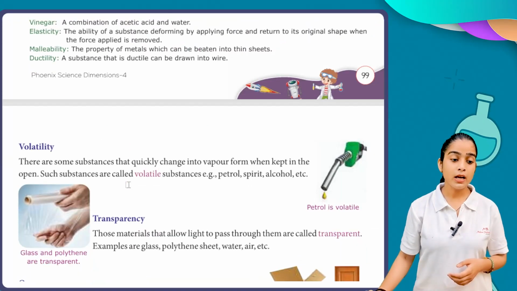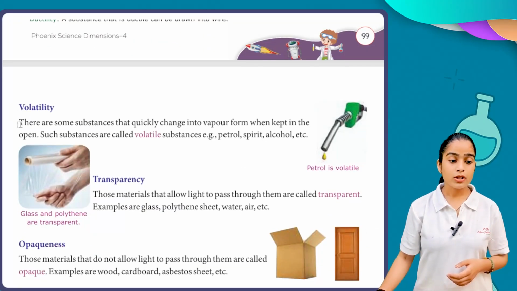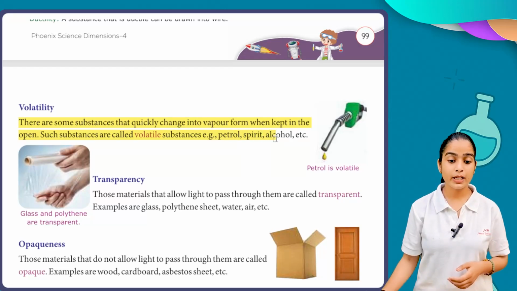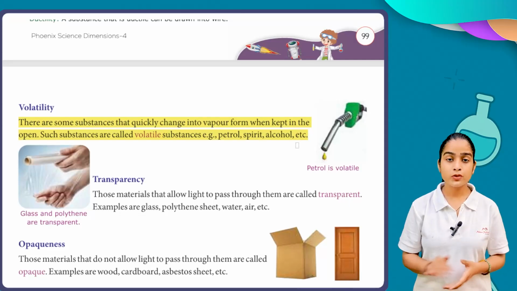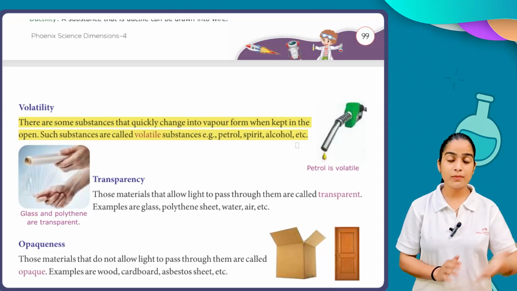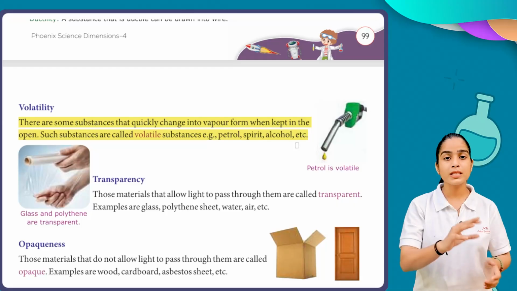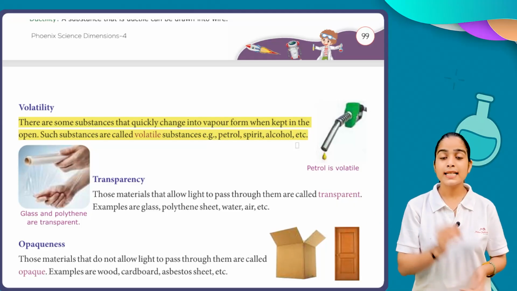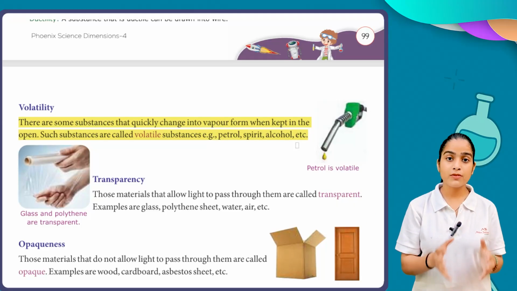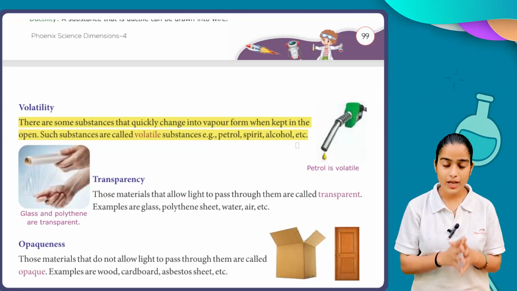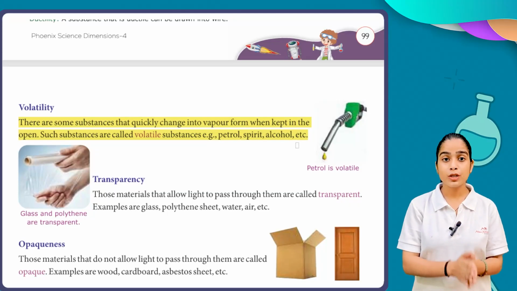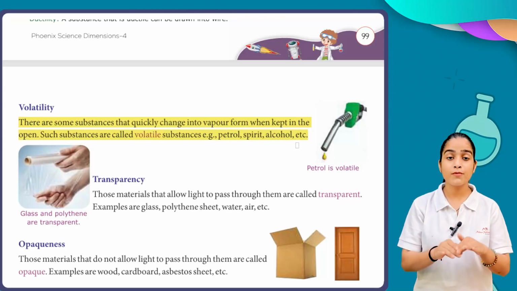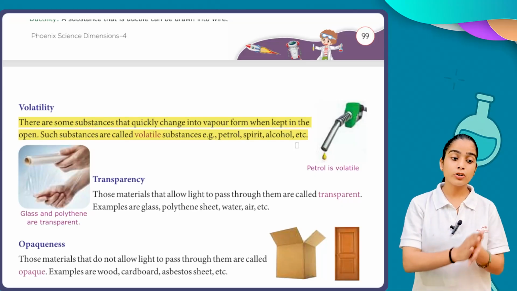Now volatility. There are some substances that quickly change into vapor form when kept in the open. Such substances are called volatile substances. Example: petrol, spirit, alcohol, etc. We already understood evaporation in our previous chapter, where we understood that water particles, or basically liquid things, are converted into gaseous form. We have some objects as well which will be converted into gaseous form if we open them up. Those are called volatile.